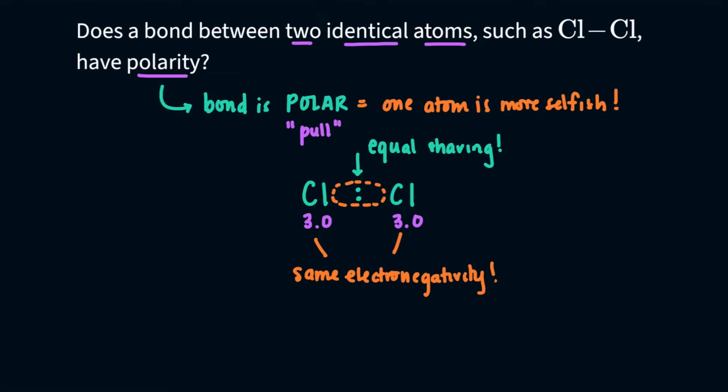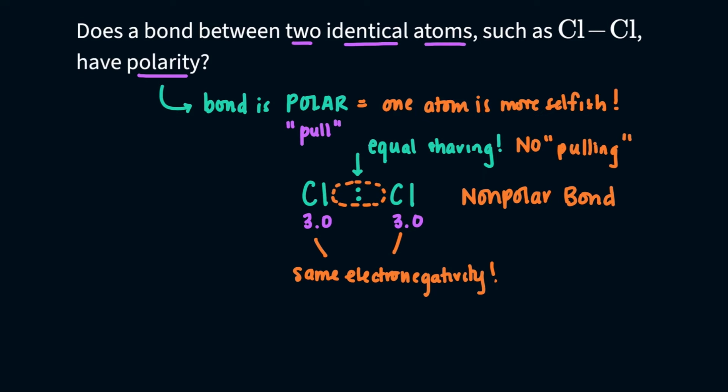Which means that there would be technically no pulling. And because of that, there would be no pull. It would not be polar. This type of bond would be classified as nonpolar. Nonpolar, no pull. Exactly the same sharing.